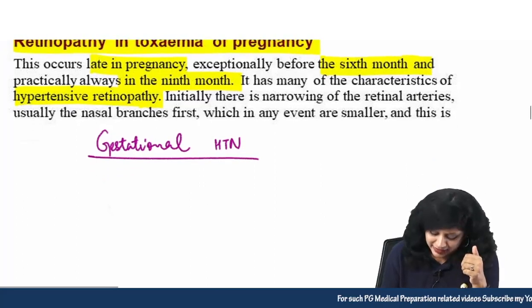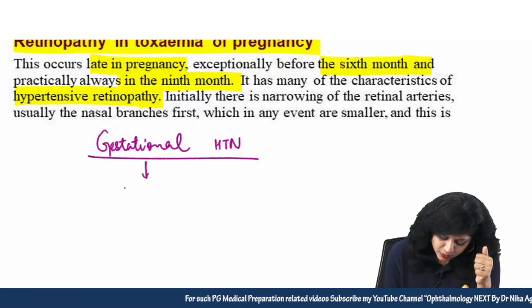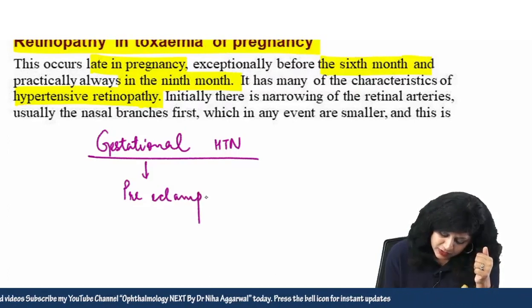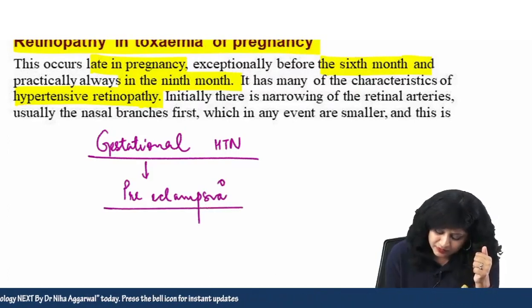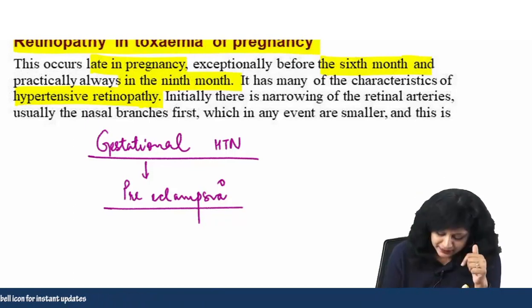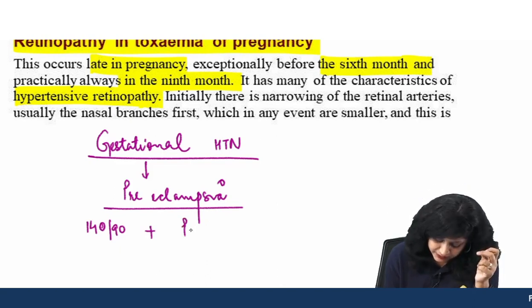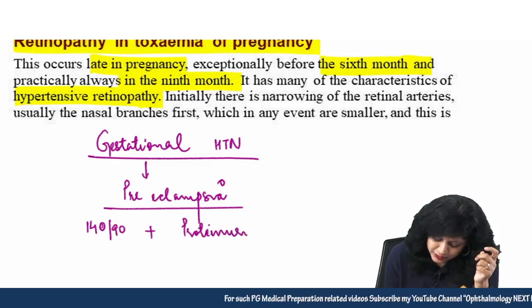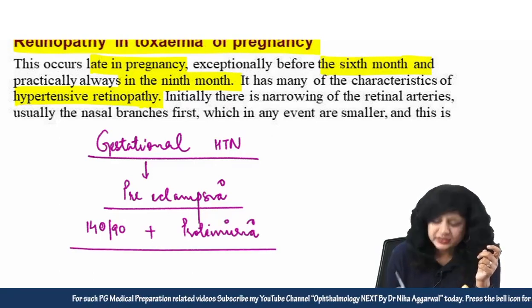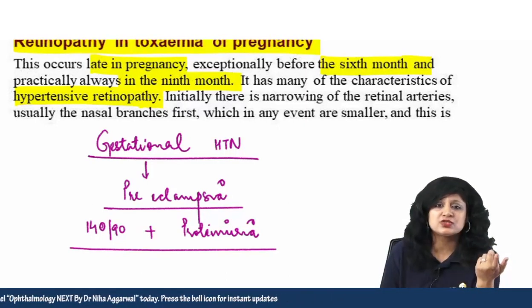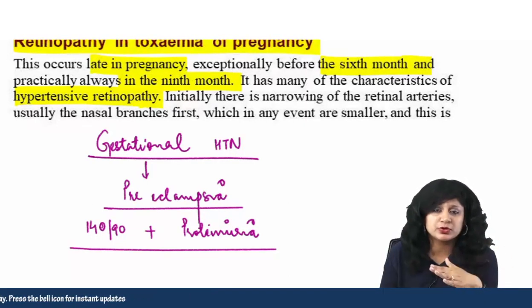Now slowly and gradually this patient may go into pre-eclampsia. Now when we say pre-eclampsia, it means we have BP 140/90, along with this we have proteinuria. Previously this definition also included edema, but now they have excluded edema because they say edema most of the time is a regular feature of pregnancy. So pre-eclampsia is hypertension with proteinuria.